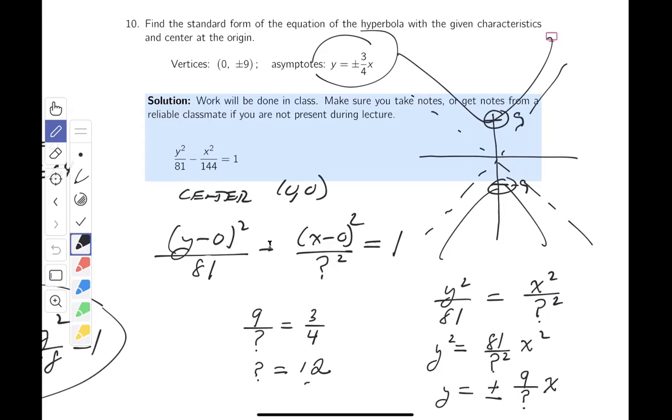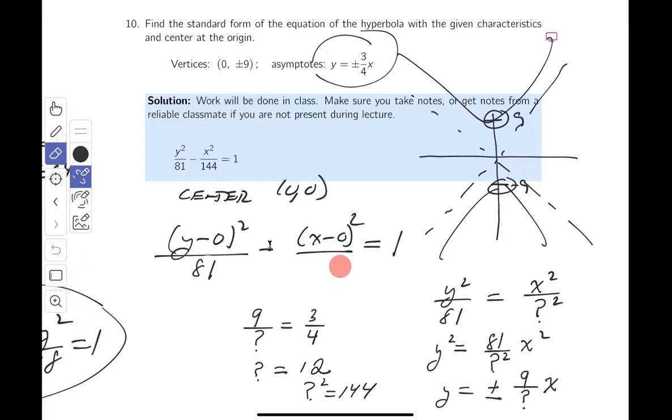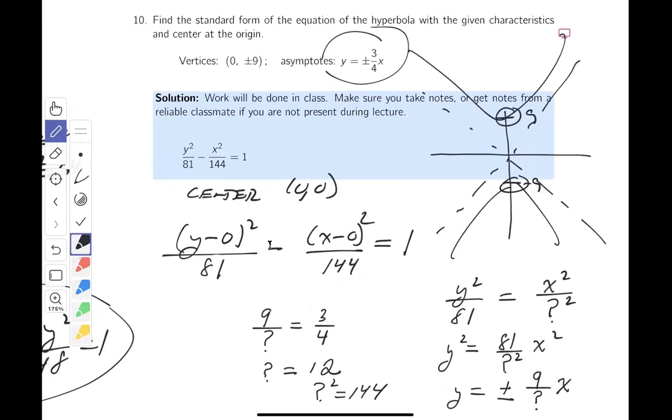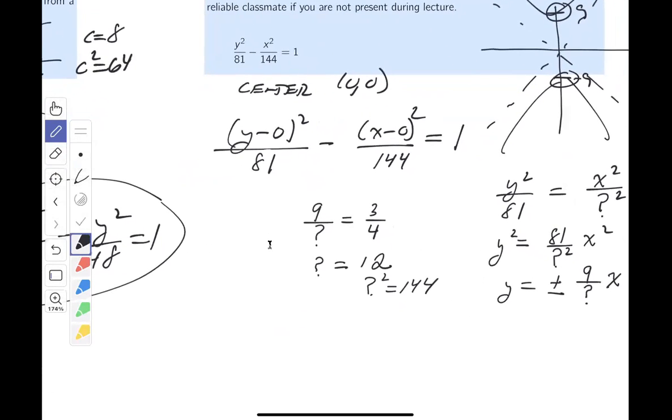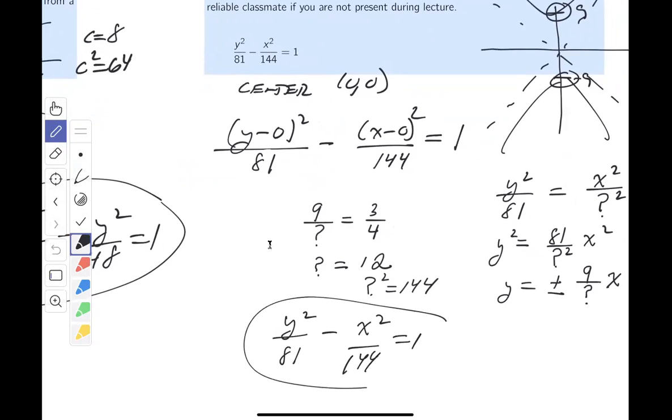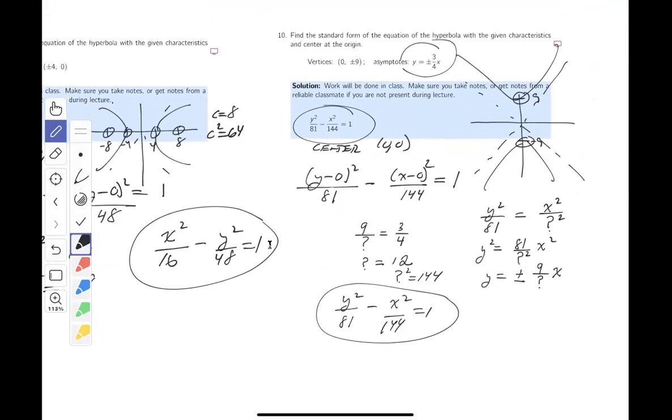So what's this thing squared? 144. Let me get my eraser out. We'll check it later. I'm going to clean it up first. And what would I get over there? Well, I get y squared over 81 minus x squared over 144 is equal to 1. We're in agreement, which is not bad to be in agreement with the key.